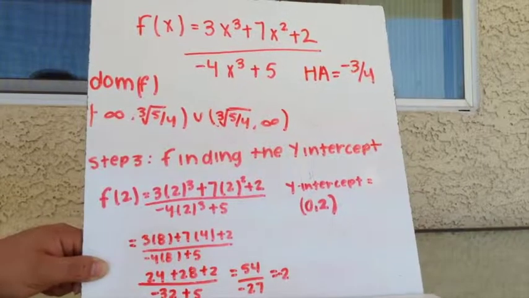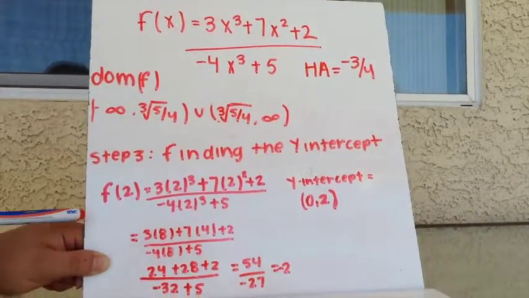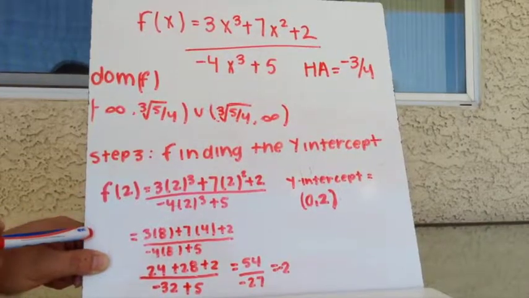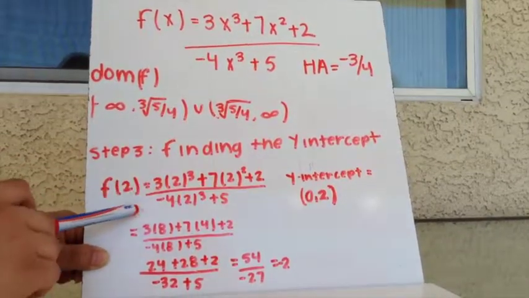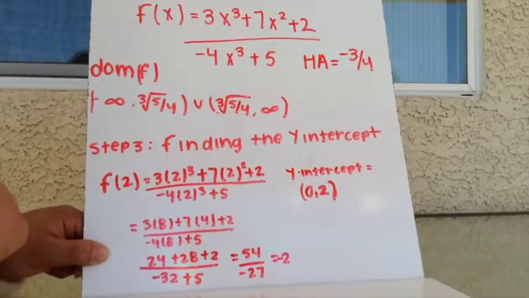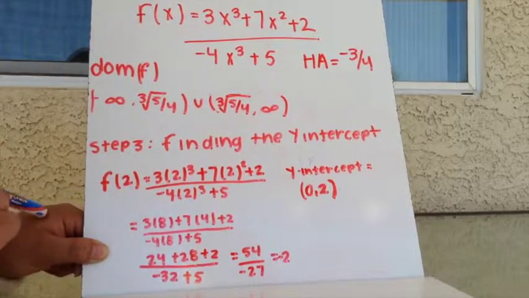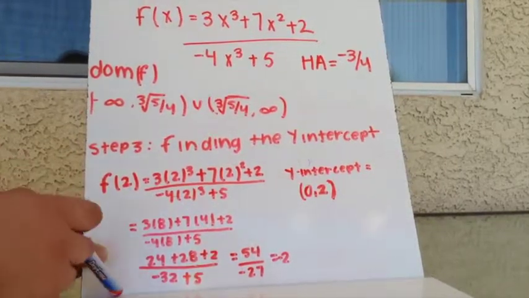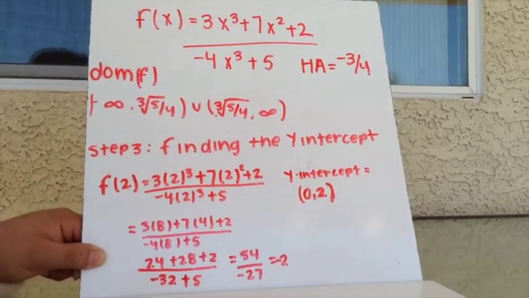So step 3 is finding the y-intercept. So our y-intercept is 0, 2, and you just basically replace the 2 for the x in the problem. So you have 3 parentheses 2 cubed plus 7 parentheses 2 squared plus 2 over negative 4 parentheses 2 cubed plus 5. And you basically just solve for it, and your final answer is negative 2.